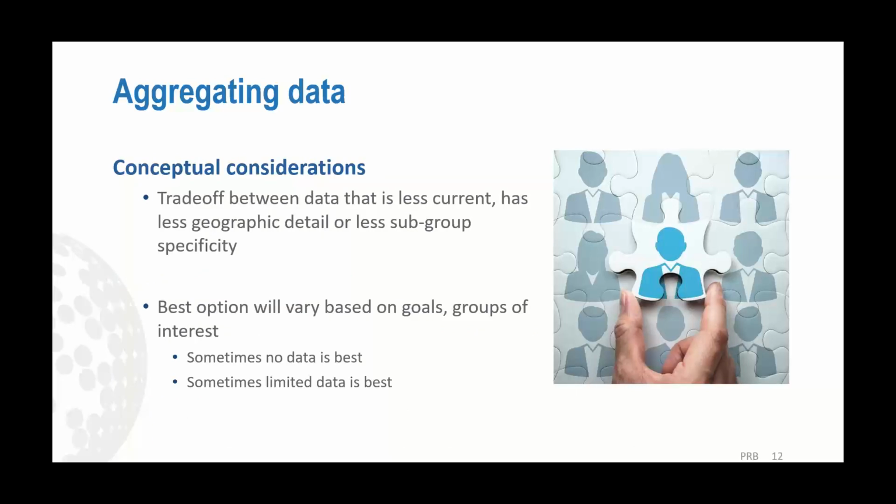So just to summarize some of the conceptual considerations for aggregating data, there are different trade-offs that you need to balance. When you aggregate your data, you could have less current data, or data that has less geographic detail or less subgroup specificity. But the choice between these options depends on the data that's available to you as well as the goals of your analysis. This is where the art of data analysis comes in, and you need to really know what's best for your audience and best for what you're trying to show or achieve.